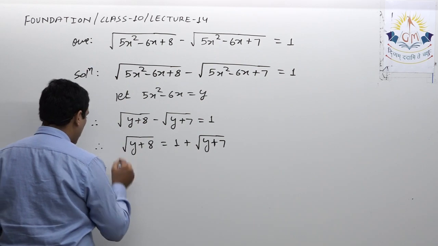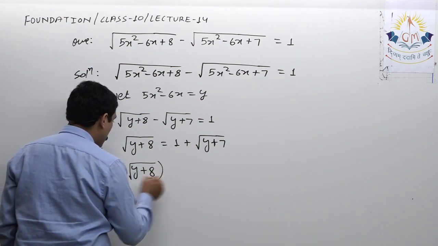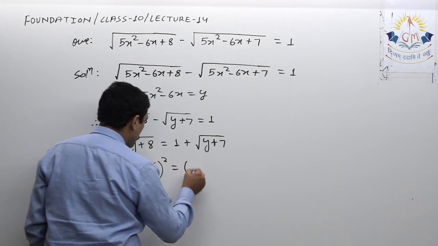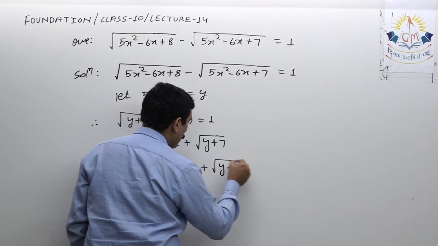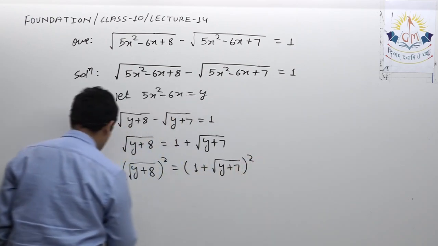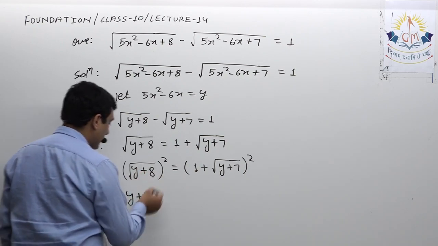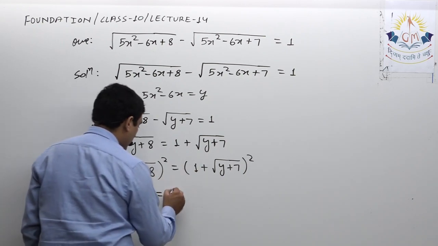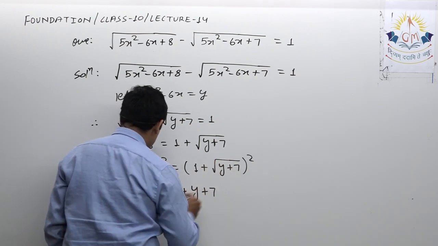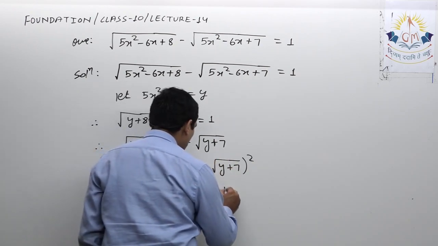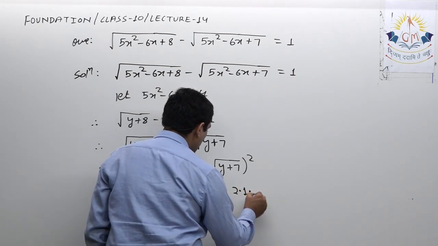Now squaring both sides, root of y plus 8 whole square is equal to 1 plus root of y plus 7 whole square. Therefore here I'll get a square, that means directly the square of this, over here a square, that is 1, b square, that is y plus 7, plus 2ab, that is 2 into a into b.